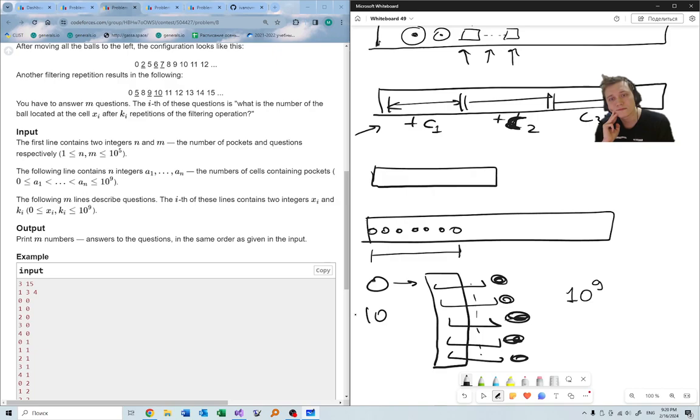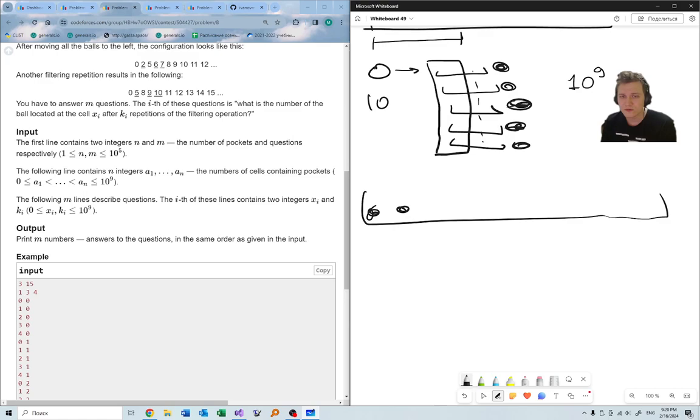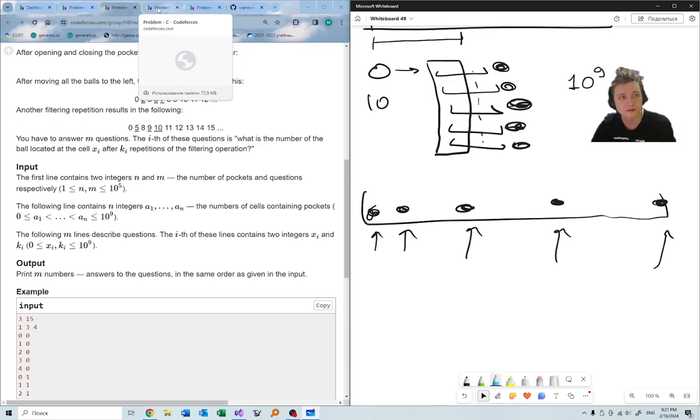I think it's possible that it might be big if we have 1, 2, 4, 8, 16, etc. So if we have pockets in these positions, then something strange happens. Or not. Maybe not, it's not really strange. I believe it's something that I cannot determine until I try to write this.